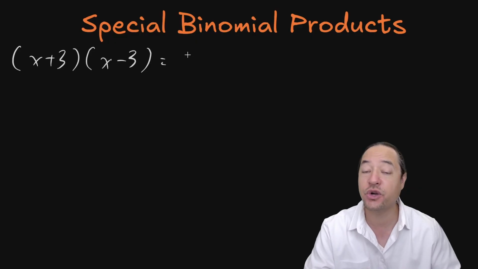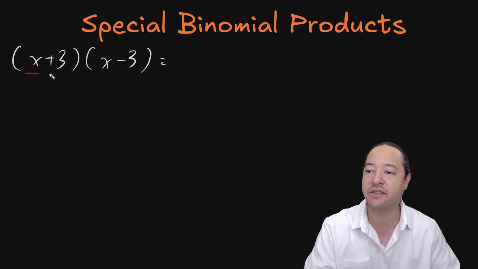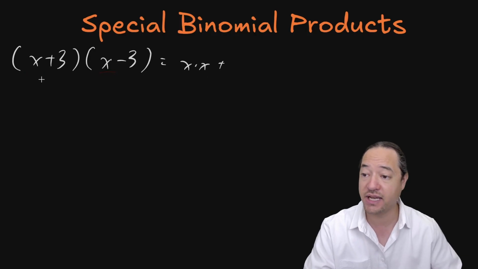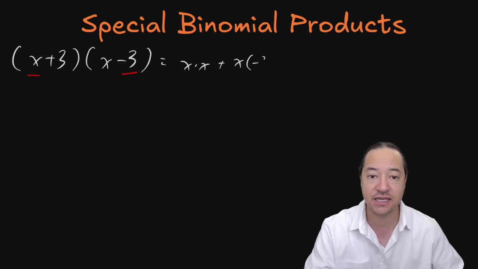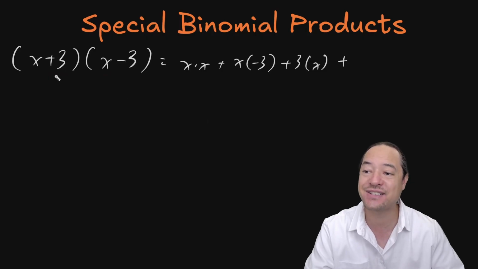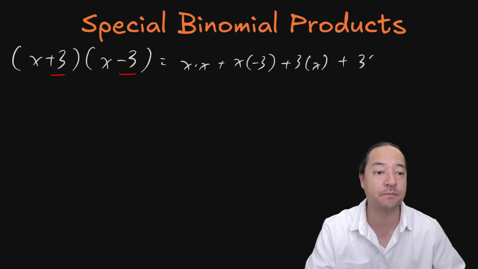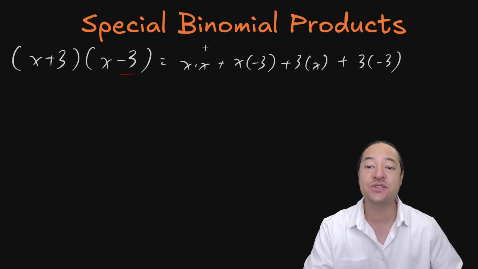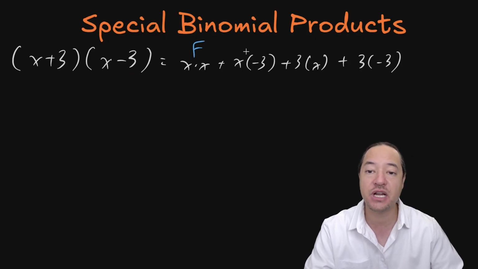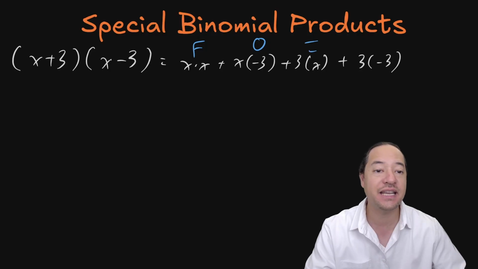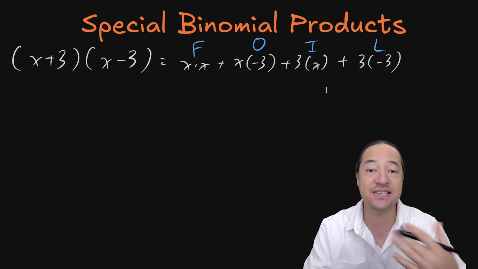So let's do this. We're going to use our foiling method. We're going to multiply the first times the first, so that'll give us an x times an x, and then we're going to get the 2 outer terms, so x times a negative 3. And then we're going to multiply the 2 inner terms, that's a 3 times an x. And then finally, we'll multiply the 2 last terms, so 3 times a negative 3. Just like that. And so this is our first times first, outer times outer, inner times inner, last times last. This is how we FOIL, okay?